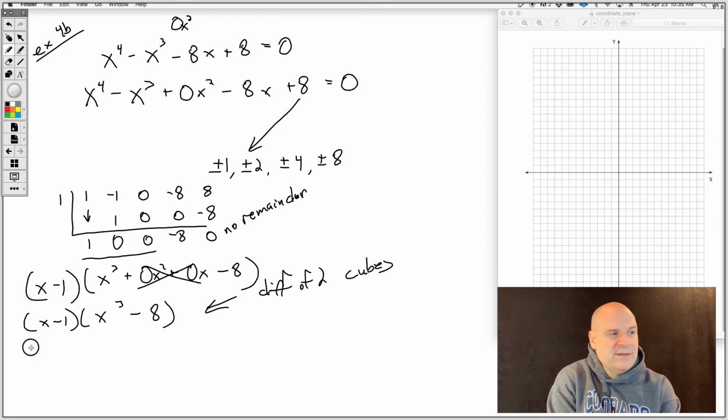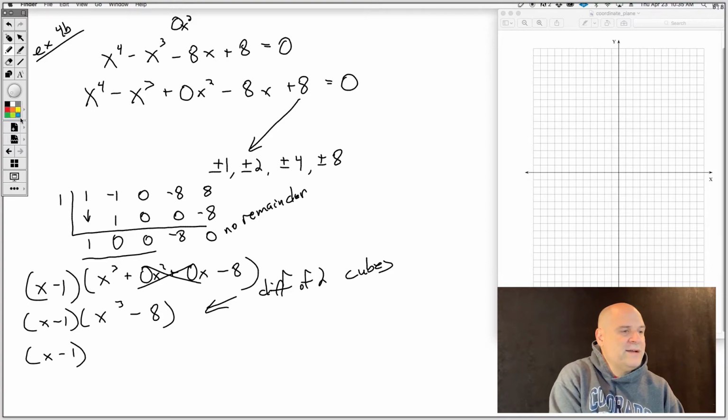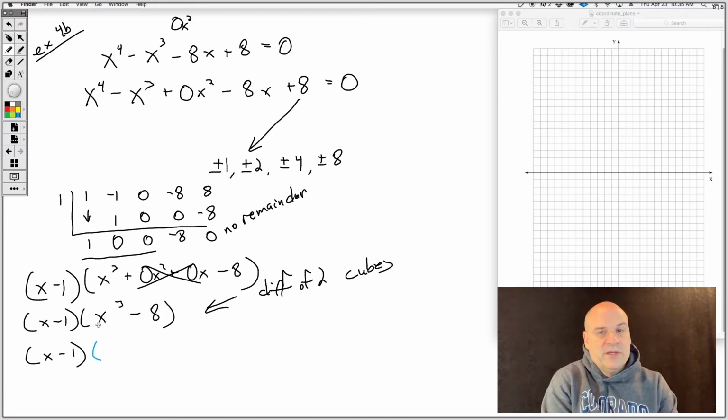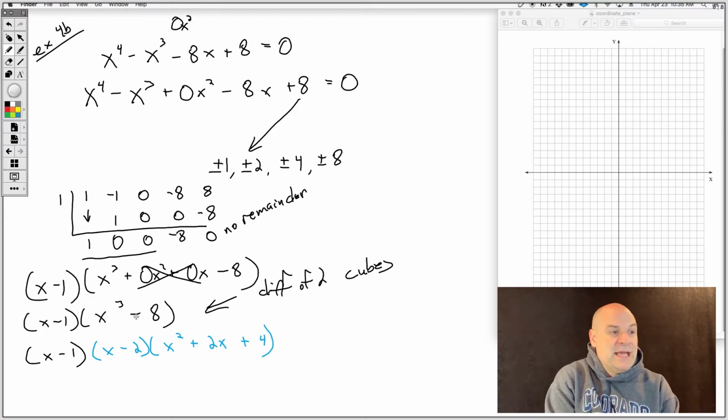So we know how to factor that. So this is how we factor this. This is going to be the cubed root of both of these. So x minus 2, and then the square of the cubed root. So x squared, then the product, but it's the opposite of that sign. So 2x plus the squared, which is 4. All right, so now we know that these two are factors so far. So x equals 1 and 2 so far. These two are roots so far.